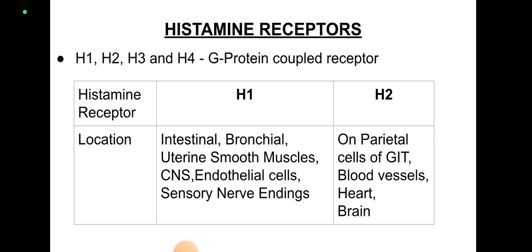Histamine receptors. There are four kinds of receptors of histamine: H1, H2, H3 and H4. They are G protein coupled receptors. As for the location of H1 and H2 receptors, H1 receptors are present in intestinal, bronchial and uterine smooth muscle cells, CNS, endothelial cells, and sensory nerve endings, and H2 receptors are present on parietal cells of the GIT, blood vessels, heart, and brain.